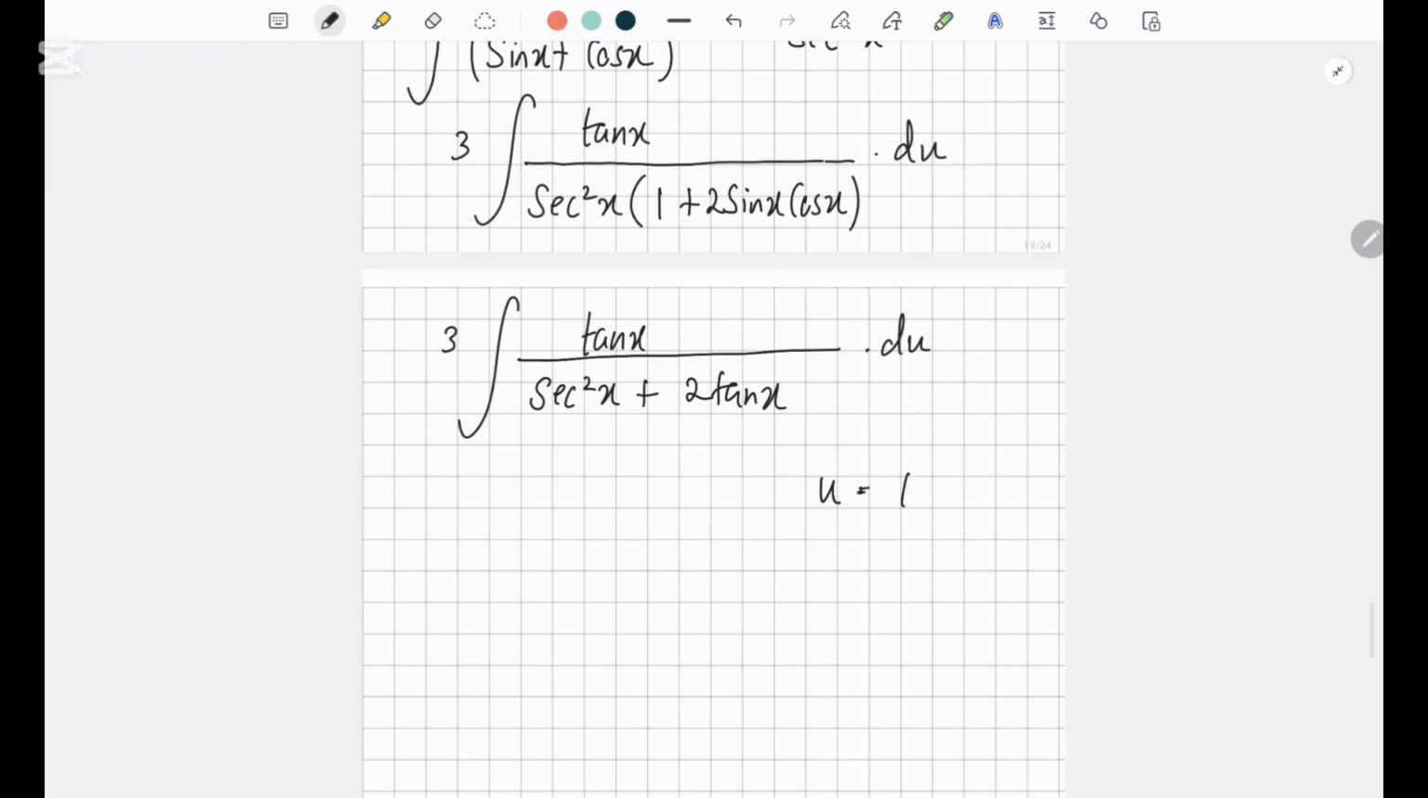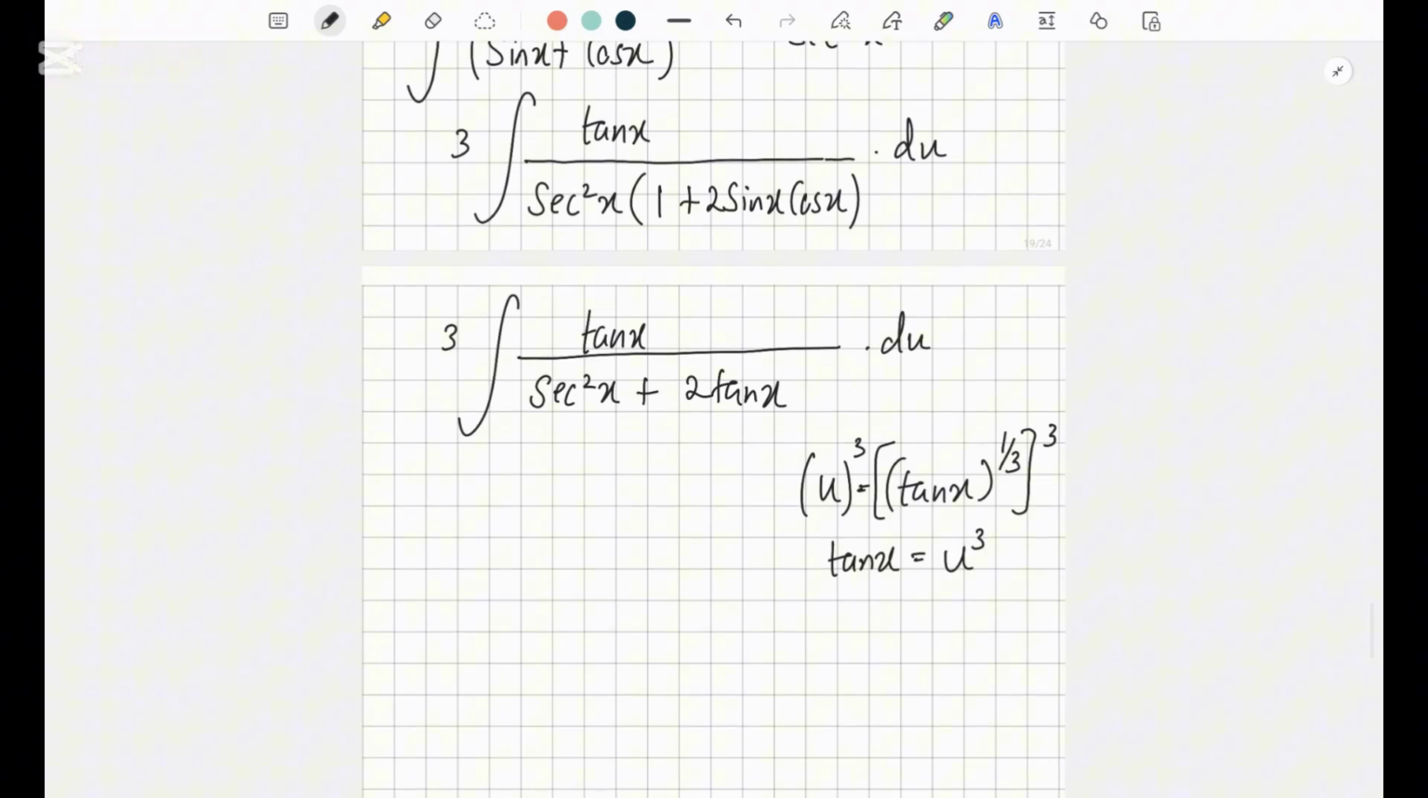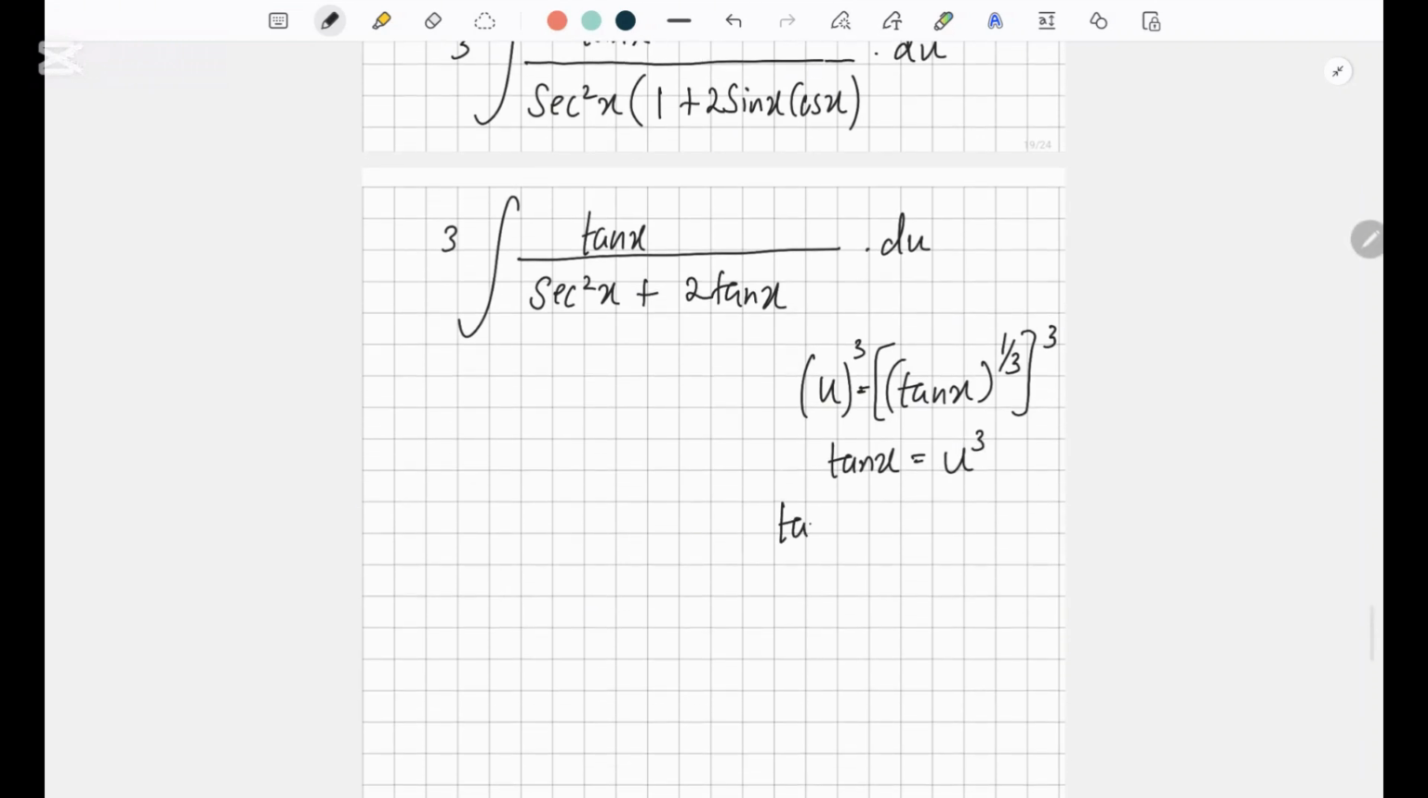Okay, now let's go to our substitutions. So we had u equals tan x to the power 1 over 3. If u equals tan x to the power 1 over 3, what's tan x? If you cube both sides, you put to the power 3 on both sides, then you can see tan x equals u to the power 3. And then you know tan squared x plus 1 equals sec squared x. So then u to the power 6 plus 1 equals sec squared x.